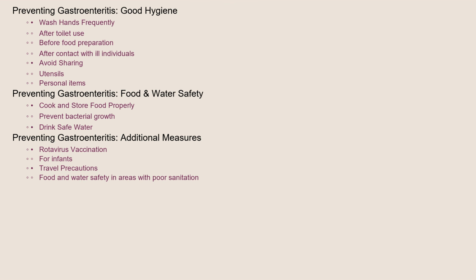Preventing gastroenteritis involves practicing good hygiene. Wash your hands frequently and thoroughly with soap and water, especially after using the toilet, before preparing food, and after contact with someone who is ill. Avoid sharing utensils and personal items. Ensure food is properly cooked and stored at safe temperatures to prevent bacterial growth. Drink safe and clean water. Consider vaccination against rotavirus for infants. If traveling to areas with poor sanitation, be extra cautious about food and water safety.